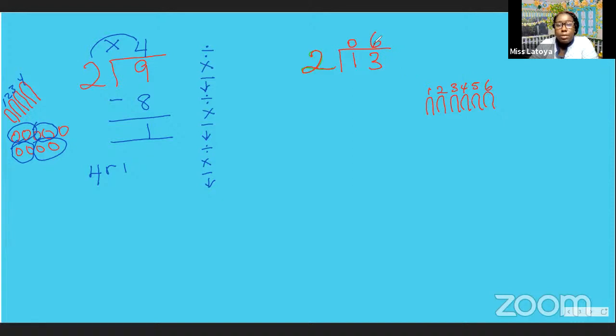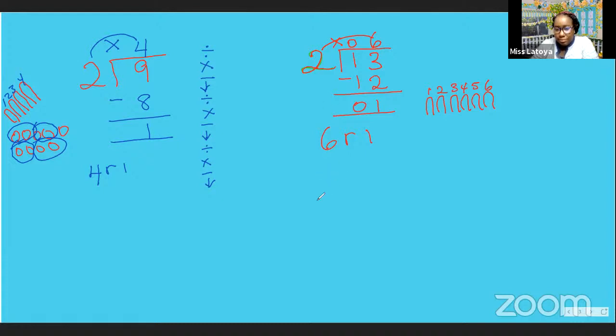What happens when I put the number on top? I am going to multiply. 2 times 6 is 12. Now I subtract. 3 take away 2 is 1. 1 take away 1 is 0. So my answer is 6 with a remainder of 1. Okay, let's do another question.